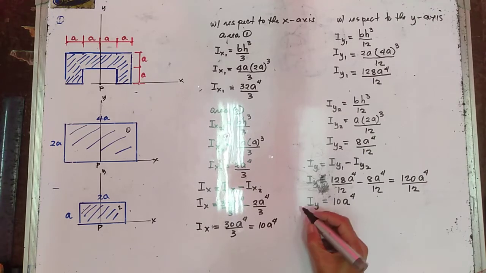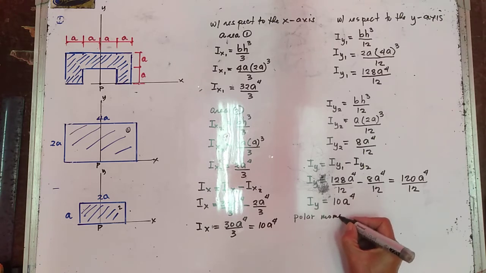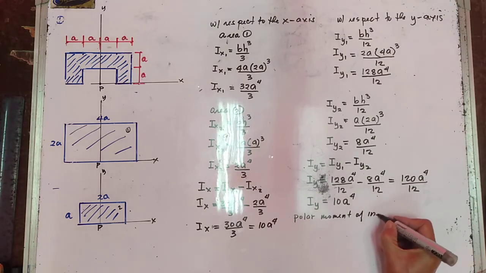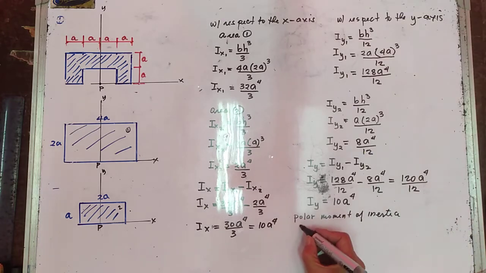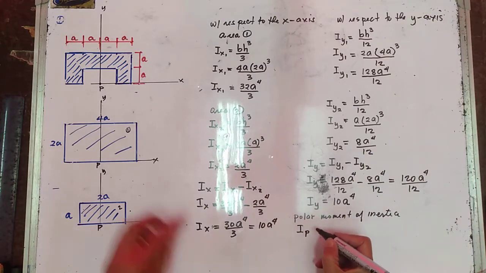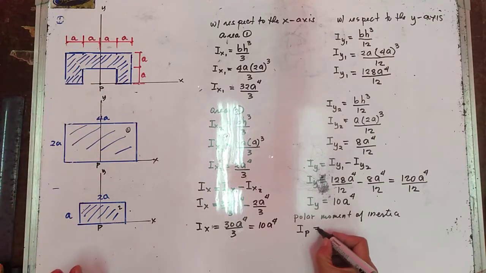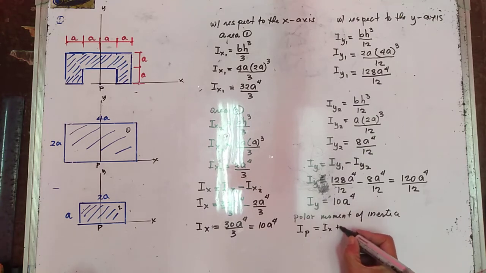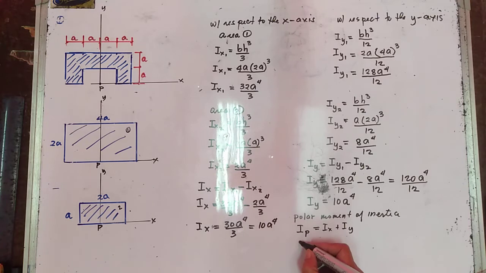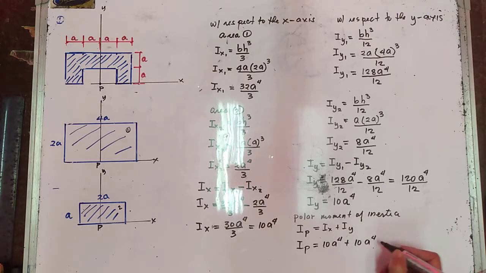Now, the polar moment of inertia. So that is now the polar moment of inertia, the moment of inertia at point P, which is equal to Ix plus Iy. So the polar moment of inertia is now equal to 10a raised to the fourth plus 10a raised to the fourth. So we have 20a raised to the fourth.